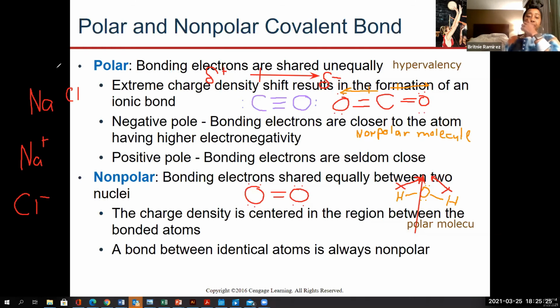Okay, so ionic, covalent. Covalent bonding only occurs between atoms that are non-metals. Ionic bonding 99.99% of the time occurs between atoms that are metals and non-metals. So a metal will bond to a non-metal ionically. Okay.